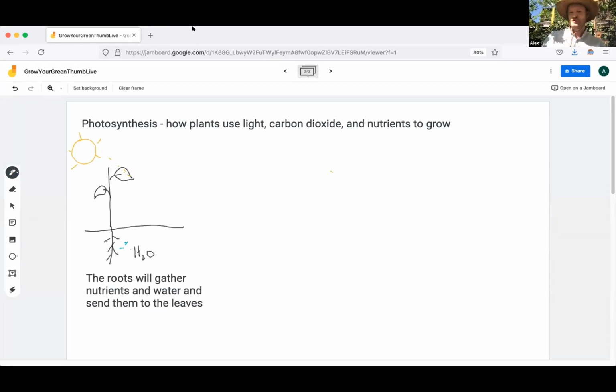I apologize for the construction noise in the background. That's a wonderful thing about New York City. We always have a lot of action.